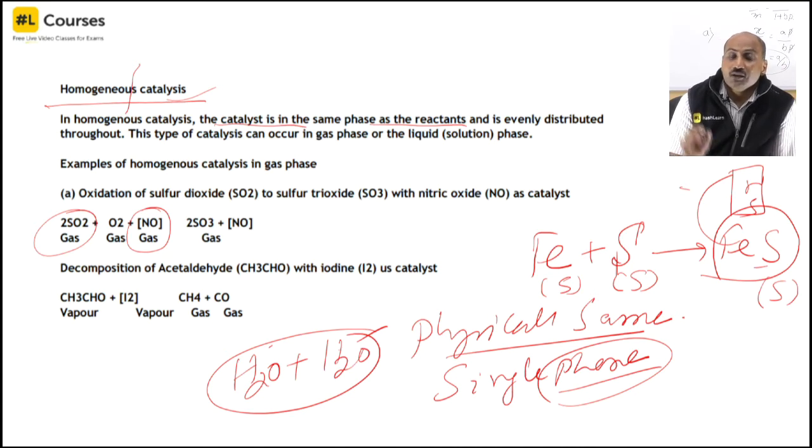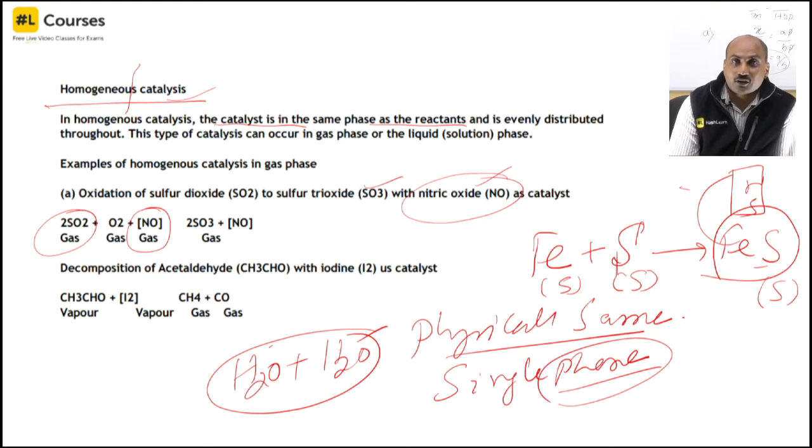Now, when we talk about examples of homogeneous catalysis, I think you are well aware of these reactions: sulfur dioxide conversion to sulfur trioxide with the help of a catalyst called nitric oxide. Nitric oxide, you may be laughing, correct? This is also a laughing gas. When we inhale this gas, people will start continuously laughing. That is one of the special properties of nitric oxide.